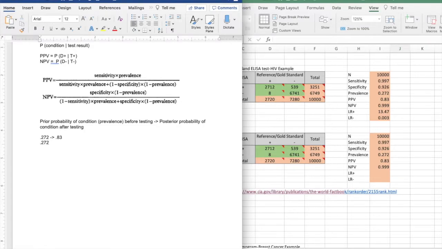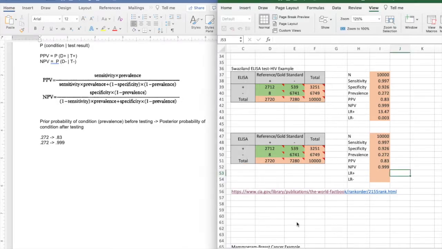Random person walks into the clinic in the country of Swaziland. They already have a 27.2% chance of having HIV. They test negative. Now they've got a 99.9% chance of being clean. So, if we could just stop right there, that would be awesome, because we pretty much have everything we need.